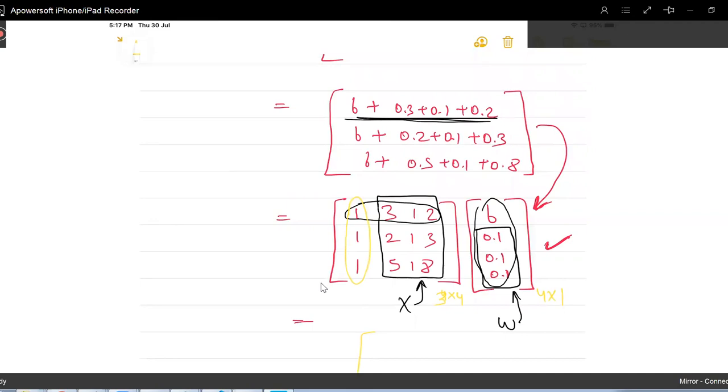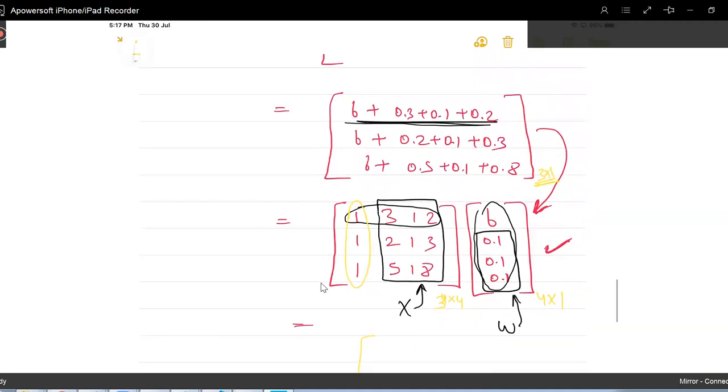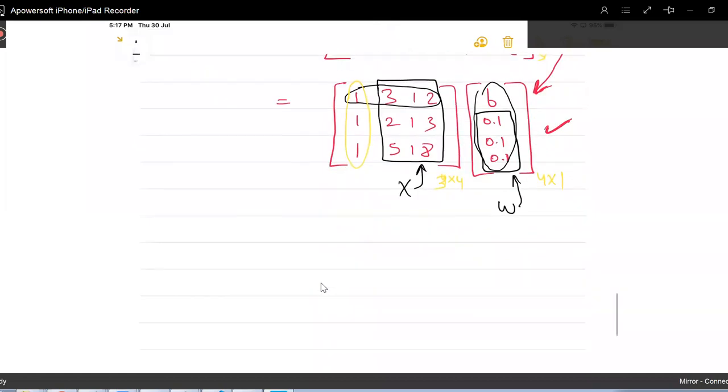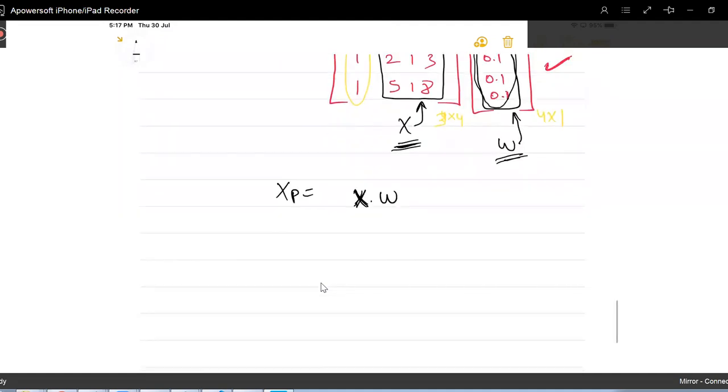So what is the resultant? 3 into 1. So now I don't need to write plus bias separately. Now this bias has been included in this W only. So my X predicted will become X into W, and my Y will be same. I'll not do any changes in that.